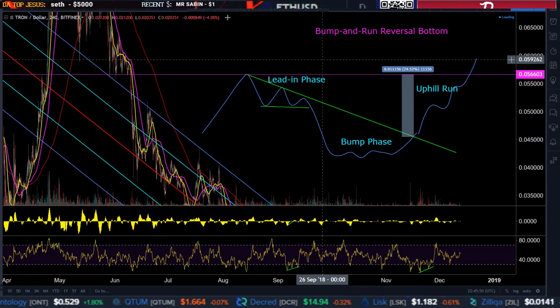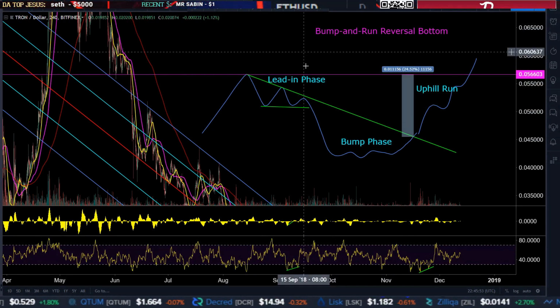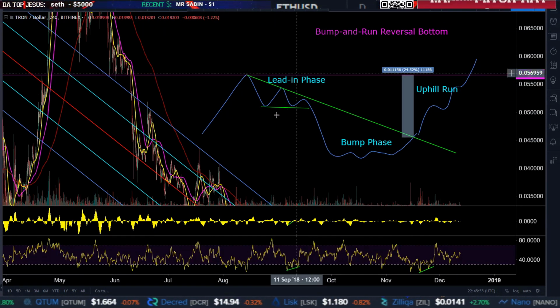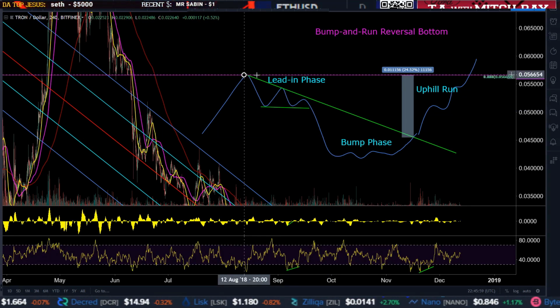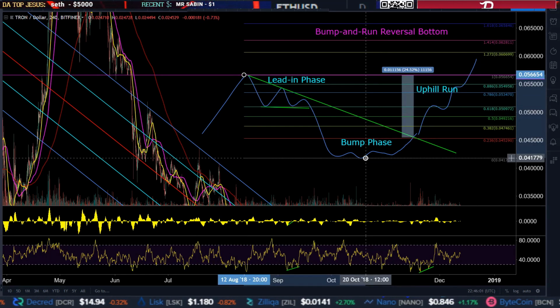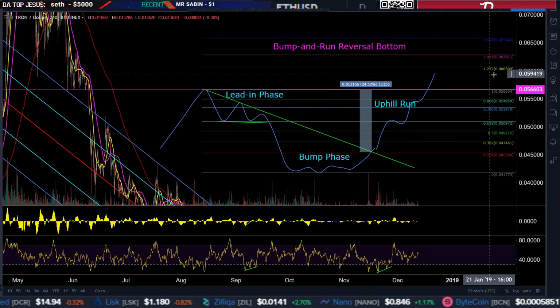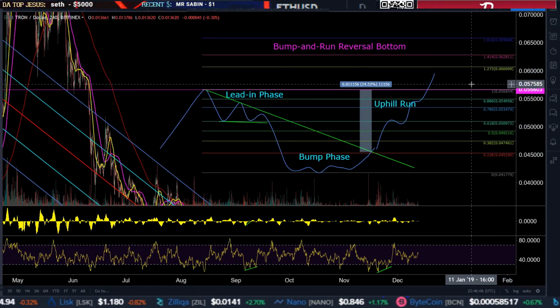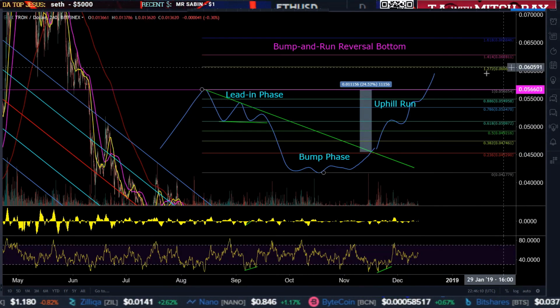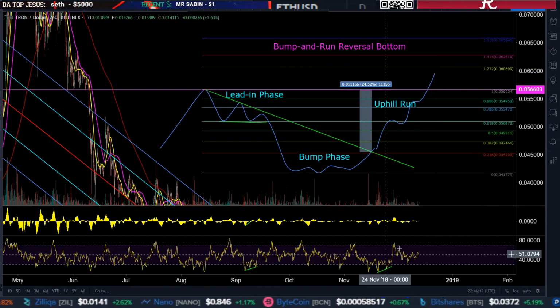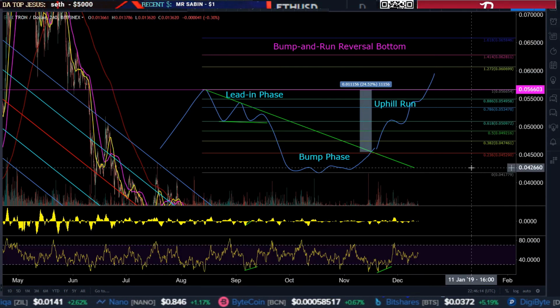If we broke that, how do you get your secondary target? From the swing high of the lead-in phase to the swing low of the bump phase. You have your targets up here. Your secondary target will be the 1.272. All right, that's how you fib this bump and run, high to low. You break out. Here's your 1.272 target. Next target.